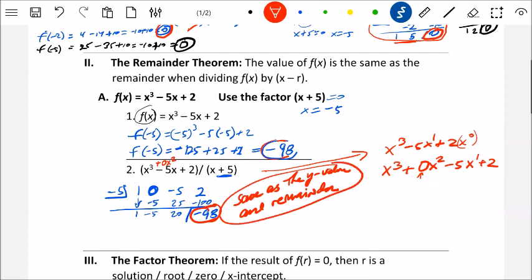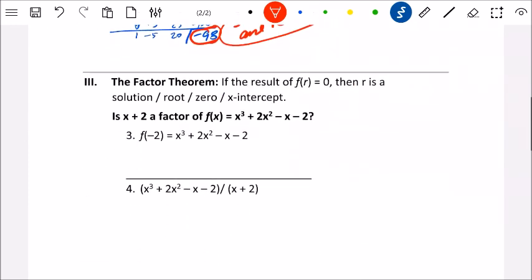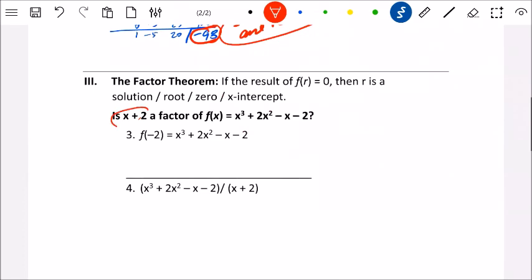All right. Let's do the same thing here with a different polynomial, and this time using, is x plus 2 a factor? Well, let's find out. If we get a 0 here, if all this comes out to 0, then x plus 2 is a factor. So we have to use the opposite sign here, and then we're going to plug it in. So it's -2 cubed plus 2, -2 squared, minus -2 minus 2.